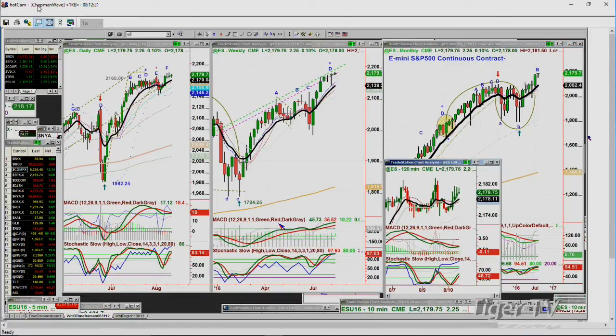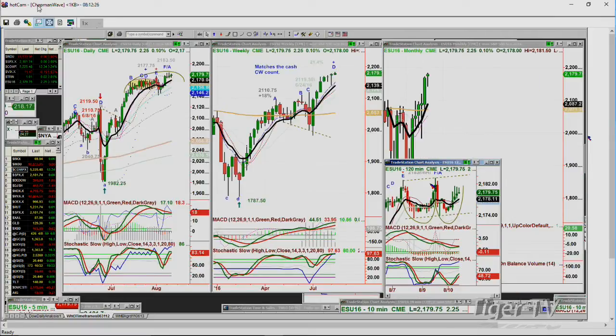I'm going to go to the ESU so we can update everything, and then ESU is suggesting there should be a test of the 2183s, and probably it'll happen later today. That's my thinking in the meantime.